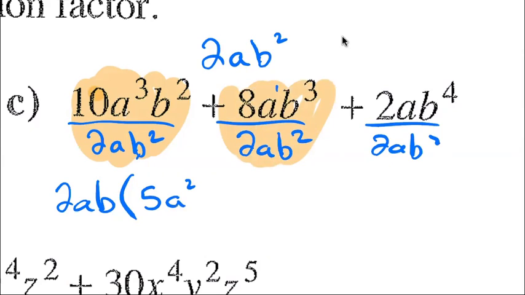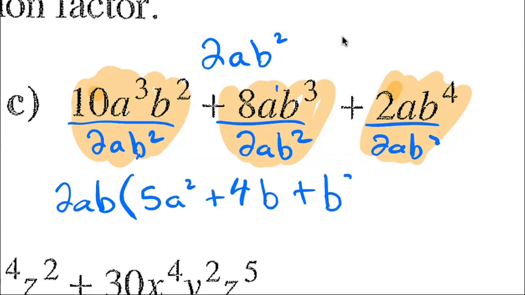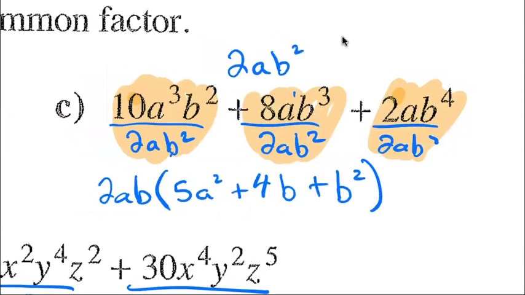I do my next term, 8ab cubed. 8 by 2 is 4. A by a is canceled, it's a 1. B cubed by b is just b, using our exponent laws that we learned in a different unit. And our last one, 2ab to the fourth divided by 2ab squared. 2 by 2 is 1. A by a is nothing, it's just 1. B to the fourth divided by b squared is b squared. And there you have our factored form of that polynomial.